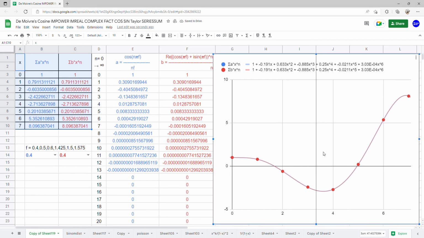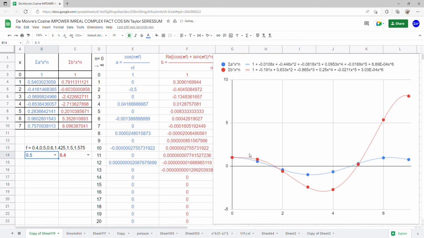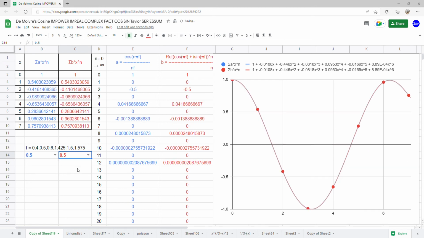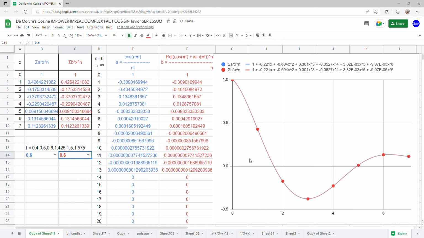We'll try changing the values of f to 0.5. This is the value of f. This is now, the blue one is a steady state sine, cosine. We also change the value of f for the second expansion to 0.5. Now they're the same. So it's a steady state cosine. Change this to 0.6. Now it's a decaying cosine. Change this also to 0.6. It's also a decaying cosine.